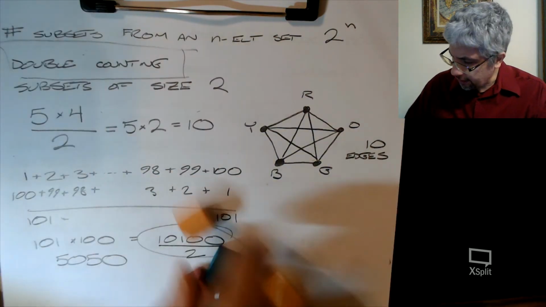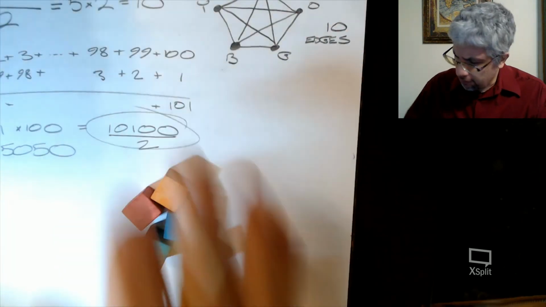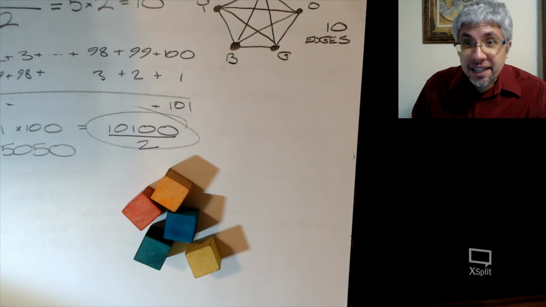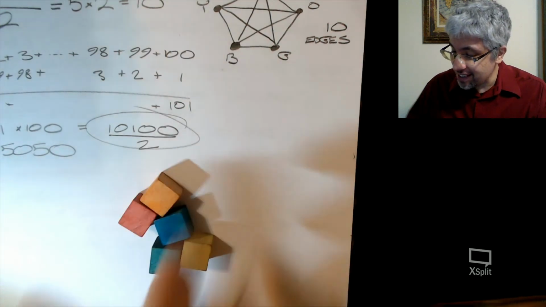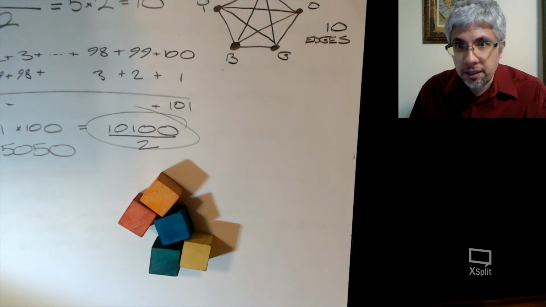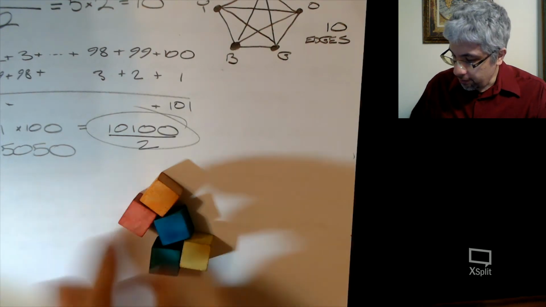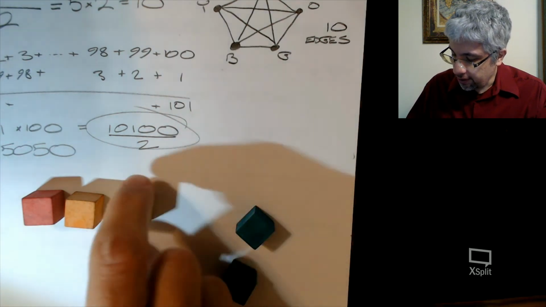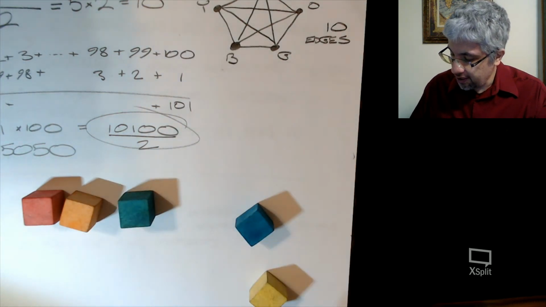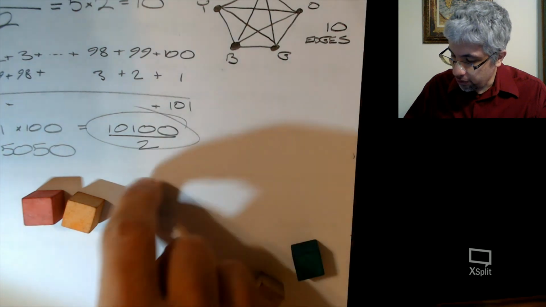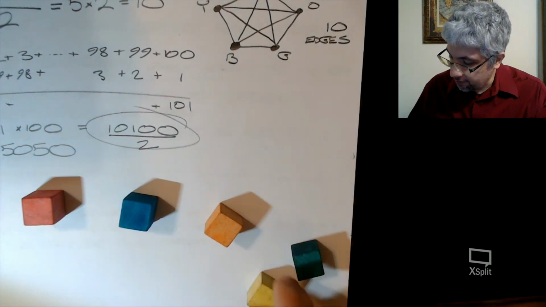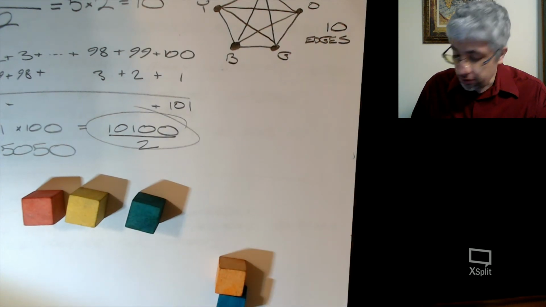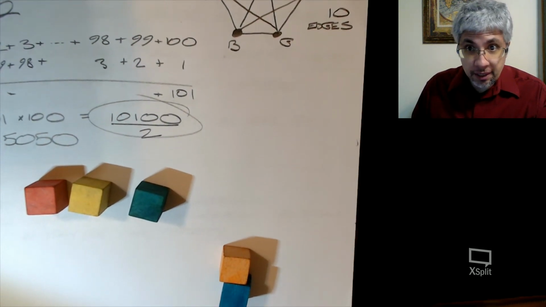Let's do another example here. We'll pretend it's a different example. Let's say we want to find the subsets of size 3. So that would be red, orange, yellow; red, orange, green; red, orange, blue; and then we'd have maybe red, yellow, green. I'm already starting to get confused, but I want you to notice something here.